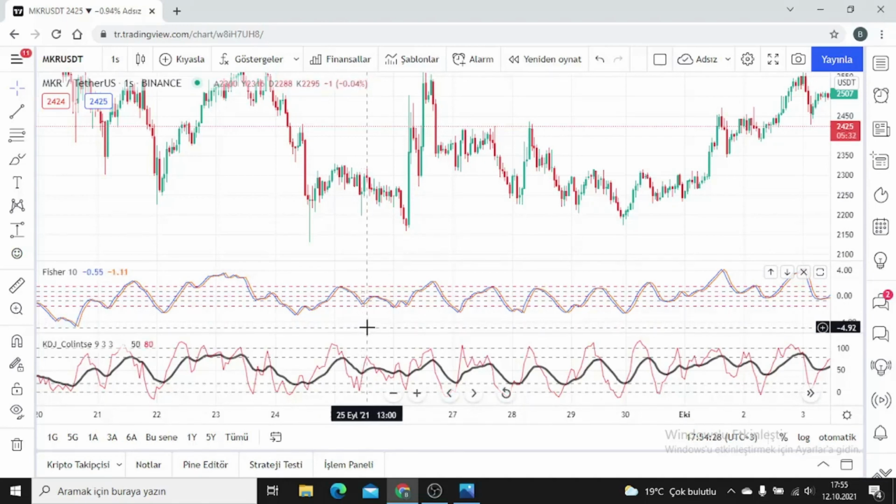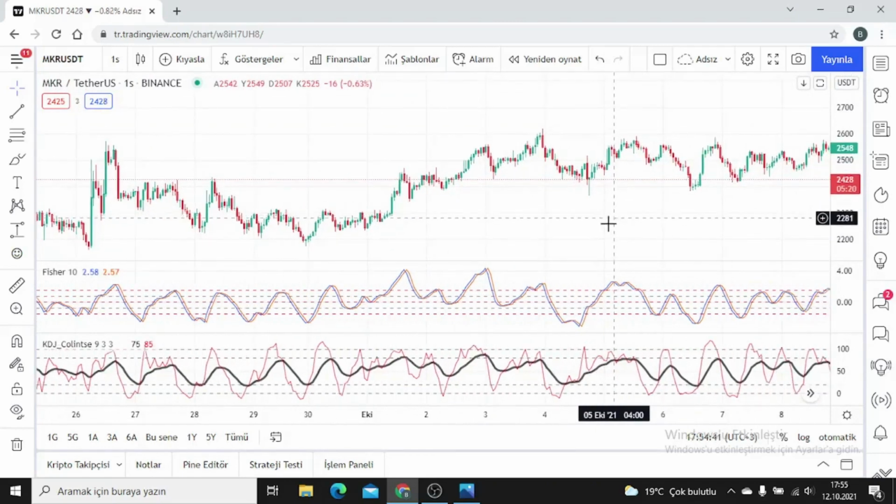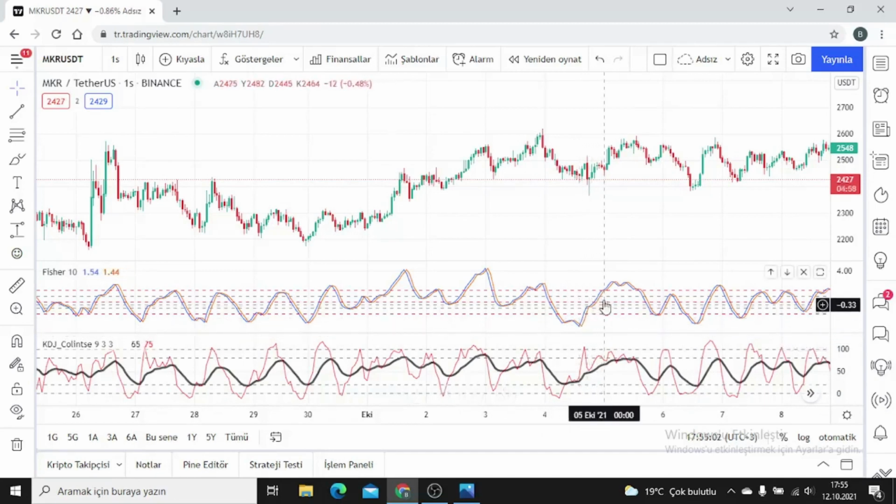Let's have a look around here, friends. For example, there was a very nice intersection here. Let me give an example. You entered a transaction like this. Kdj has crossed before and is still crossing upwards. At that time, Fisher crossed, friends. If you trade in this way, you will exit the trade with the same logic when Fisher produces a sell signal. That way, when it intersects over there, Fisher has already left a red candle behind. You will probably panic here, but Fisher still hasn't given a sell signal.